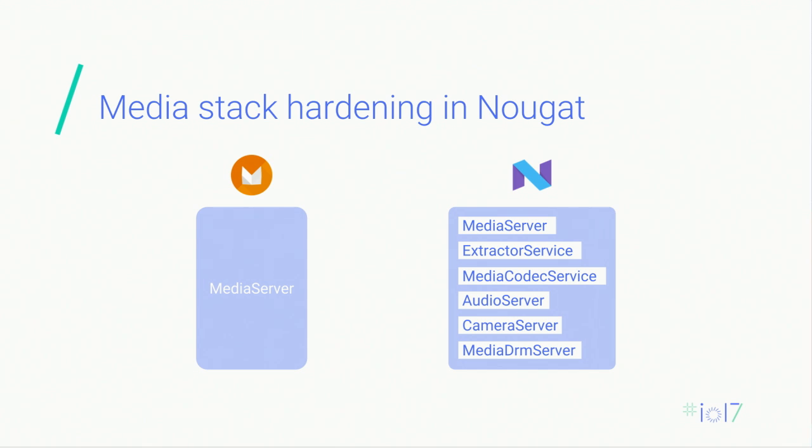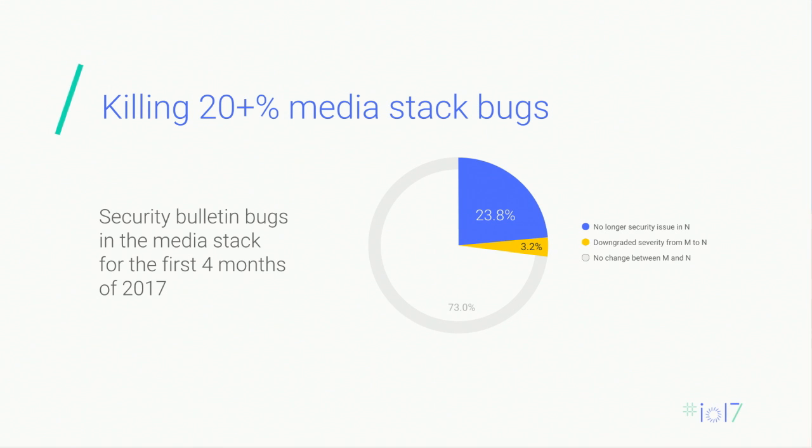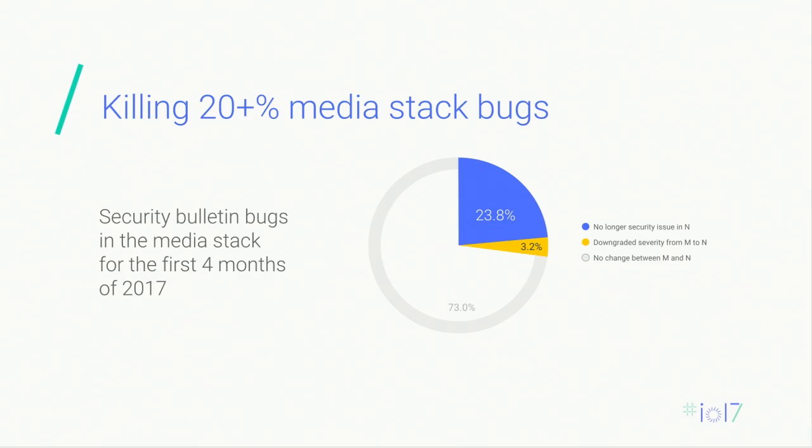So how did we do there? We looked into the Android Security Bulletin bugs from the first 4 months of this year. And we see that of all media stack bugs that affected Android Marshmallow, more than 20% of them are no longer security issues in Android N. And a few more bugs on top of that downgraded in severity from Marshmallow to N. And we're not done yet.